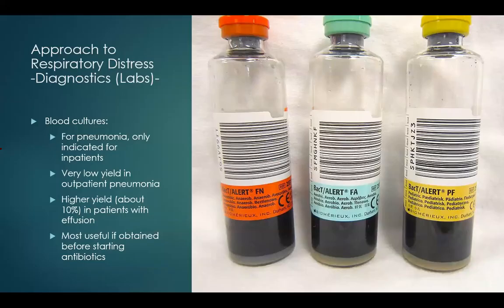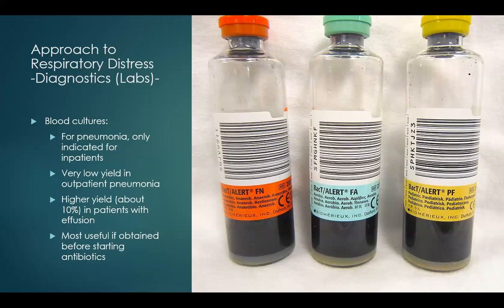Approach to respiratory distress labs, blood cultures. Blood cultures are looking for a pneumonia that has slipped into the bloodstream, causing sepsis. This is very low yield in outpatient pneumonia, but we may see this in some of our hospitalized patients. About 10% of patients with an effusion will end up with sepsis. What is the most useful type of bacteria that we can isolate is going to probably be our aerobic pathogens, but we want to make sure that we also get an anaerobic.